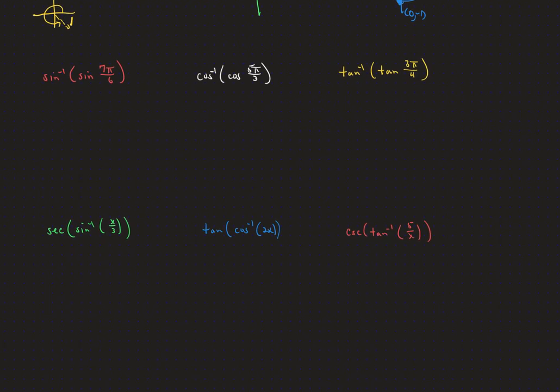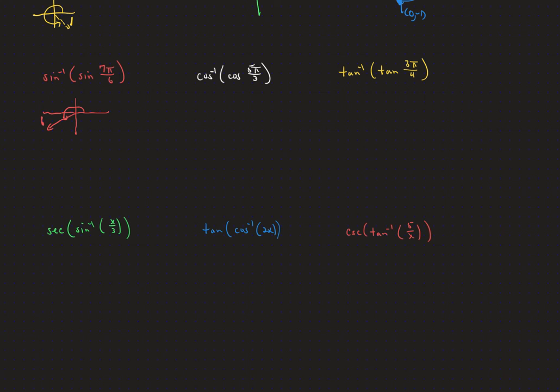Okay, now these are where it gets a little tricky. Sine of 7 pi over 6. Remember, 7 pi over 6 is going to be this angle in quadrant 3. Its reference angle is pi over 6.